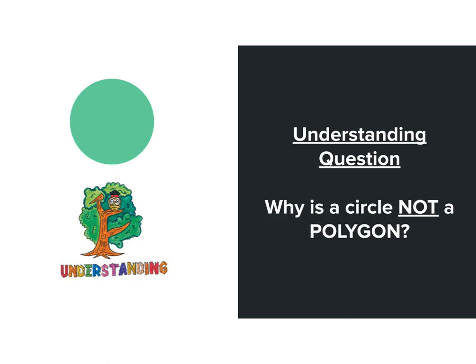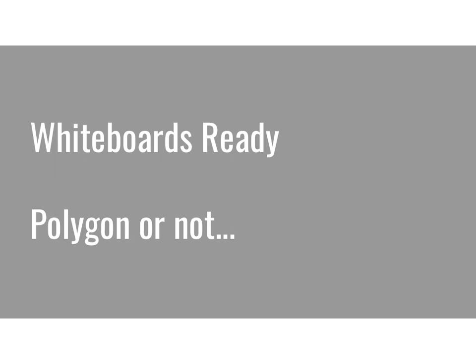Okay, so why do you think a circle is not a polygon? Think carefully of the properties of a polygon. Yes, you're absolutely right, because it is not made up of straight lines. A circle is made up of a curved line. Therefore, it is not a polygon. Okay, now I want you to get your whiteboards ready and identify whether the following shapes are polygons or not. Are you ready?